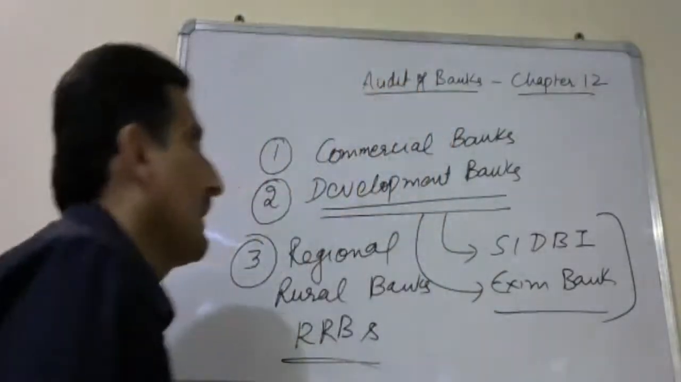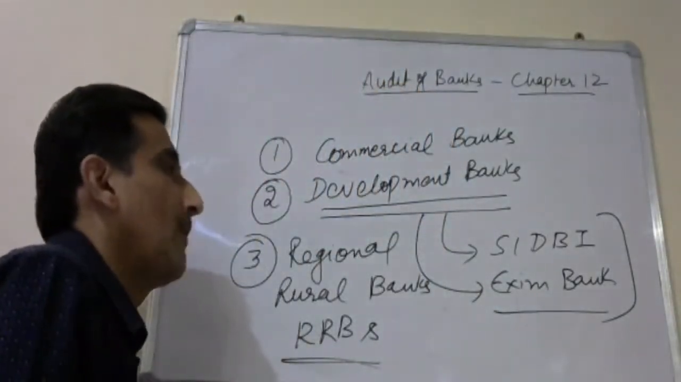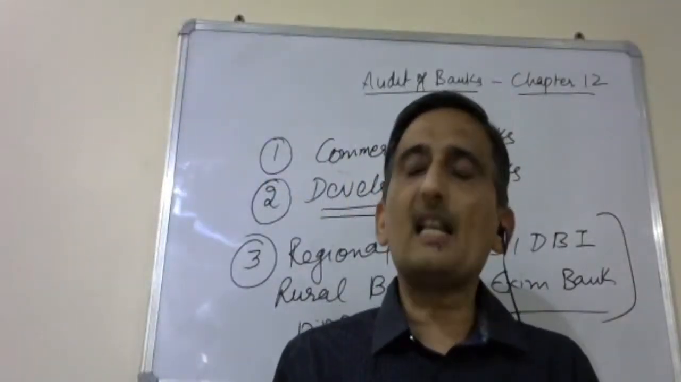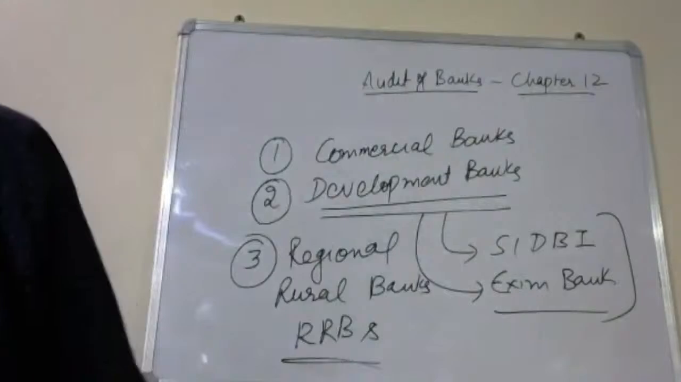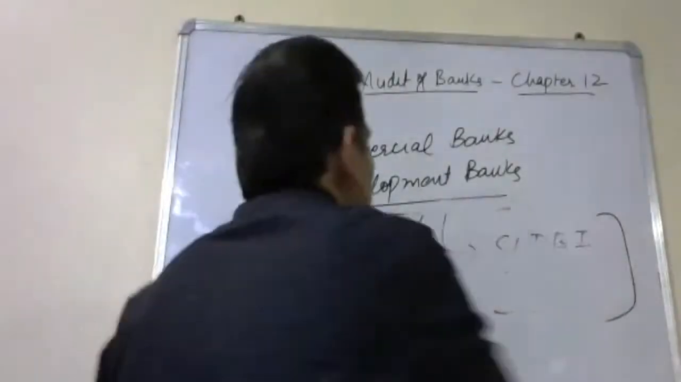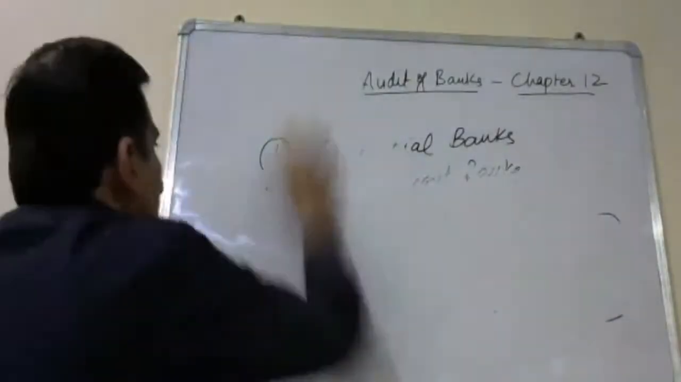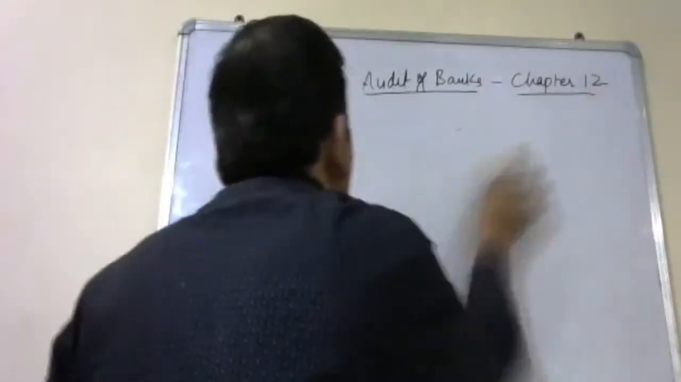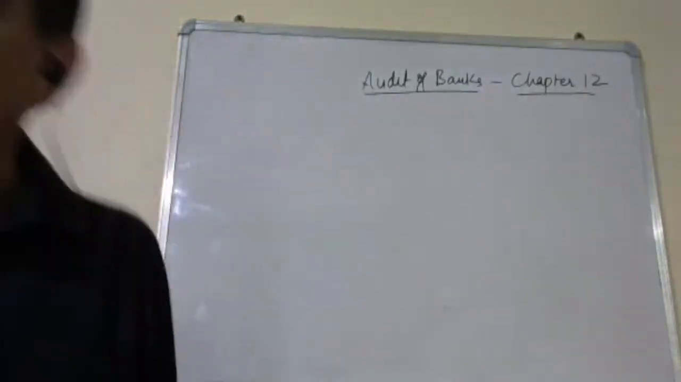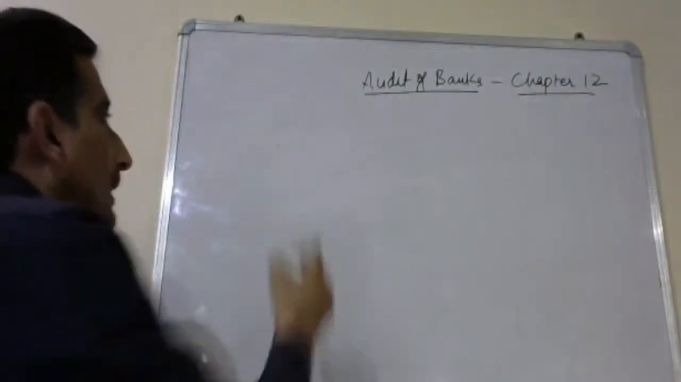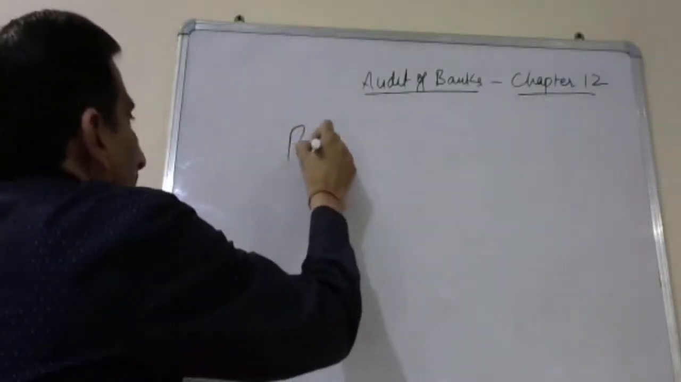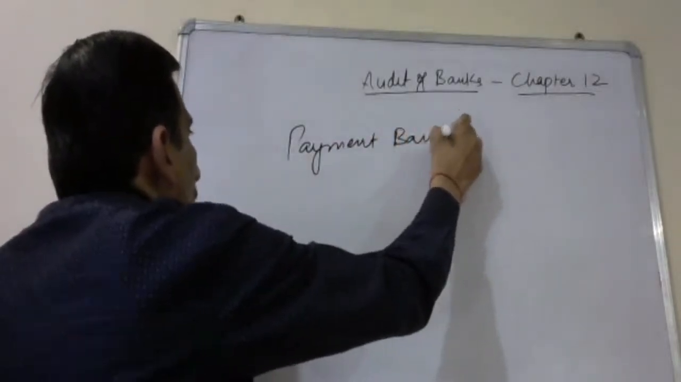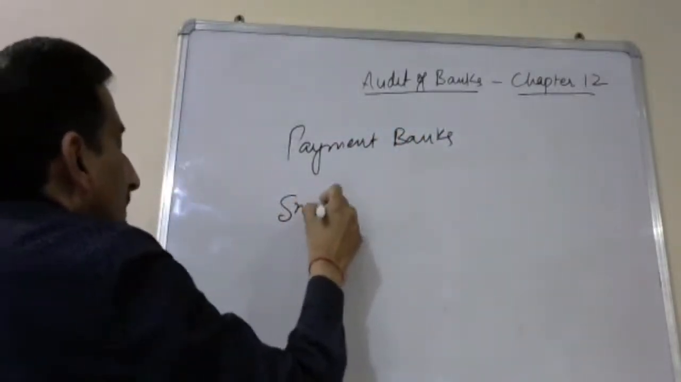And there are two other categories of banks, new kids on the block, which have come in the past few years. Those are payment banks and small finance banks.